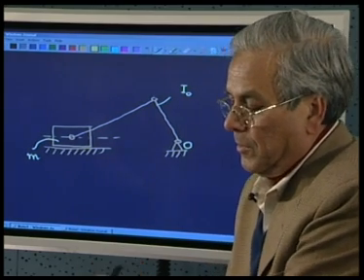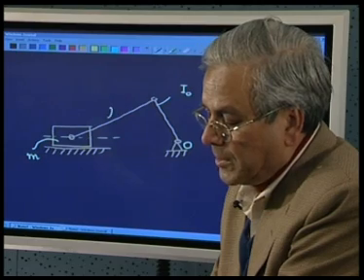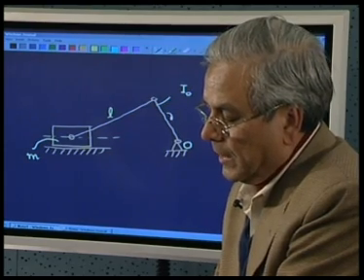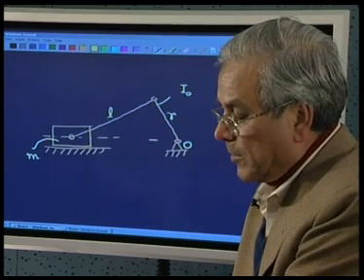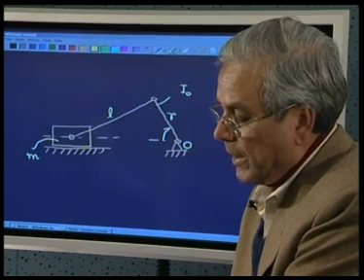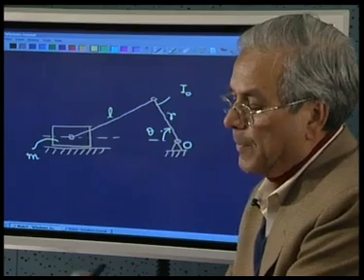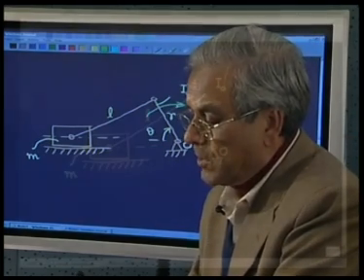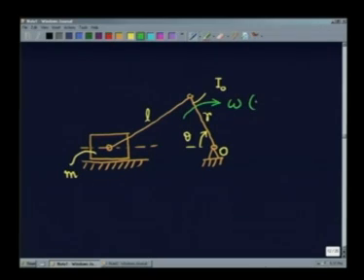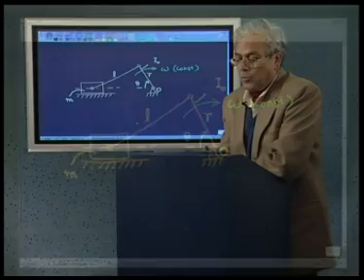Now, the length of this rod is L, the radius of this crank is R, and at any particular instant, which is shown here, the angle is theta, and say it is being rotated at a constant angular velocity omega. Then if we have to design this particular rod, how do we do it?